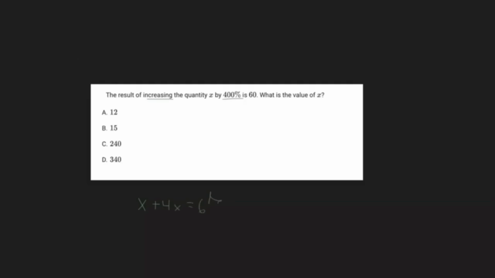And so in reality, this will just be 5x equals, it's not letting me write today, 5x equals 60. Therefore, solve for x, that's going to be 12, right?